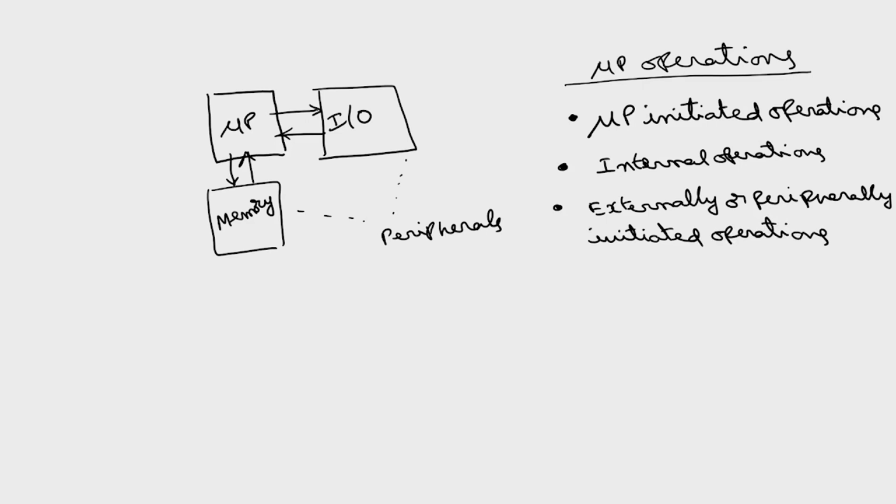Okay. So, these are the basic microprocessor operations. You take any general microprocessor, these are the only 3 operations performed by the microprocessors. There are some microprocessor initiated operations, there are some internal operations, there are some operations initiated by the external devices or the peripherals which are memory and I/O. So, coming to the first one, microprocessor initiated operations.